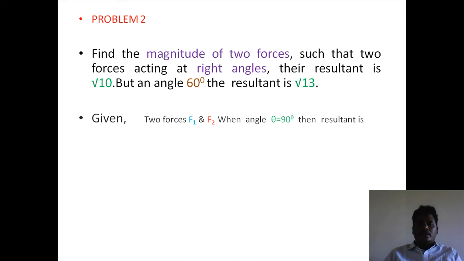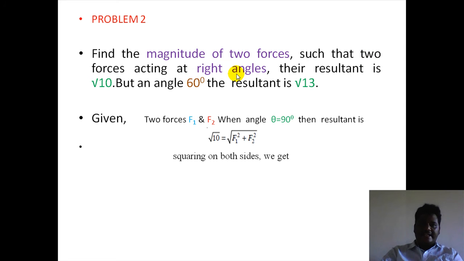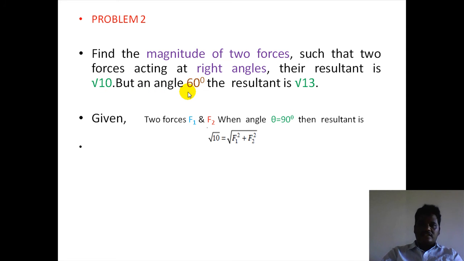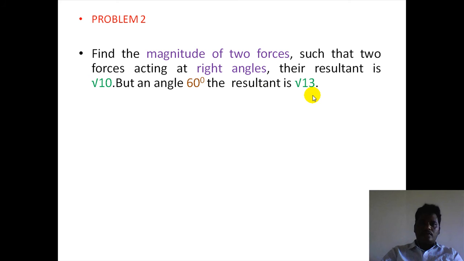Let us discuss problem 1. Find the magnitude of two forces acting at right angles such that the resultant is √10, but when the angle is 60 degrees the resultant is √13. There are two forces, F1 and F2, acting at right angles.